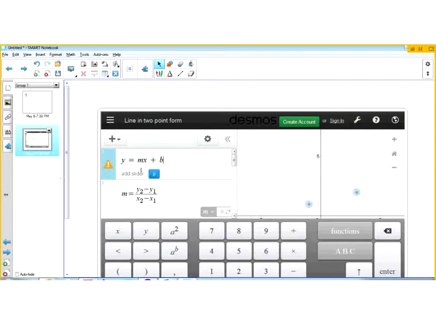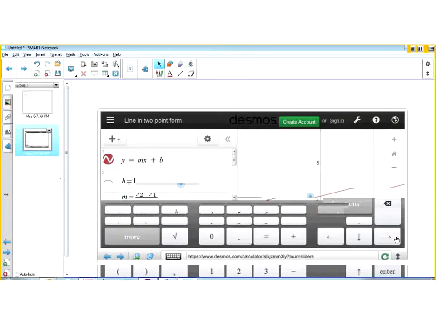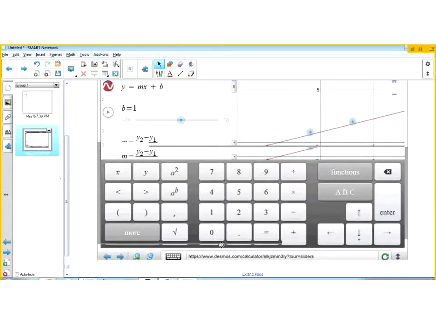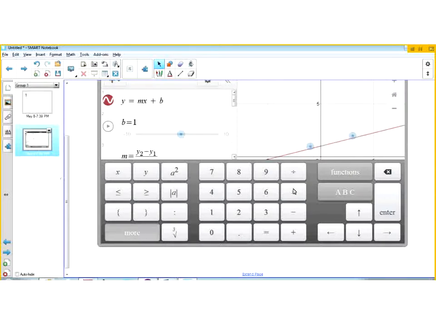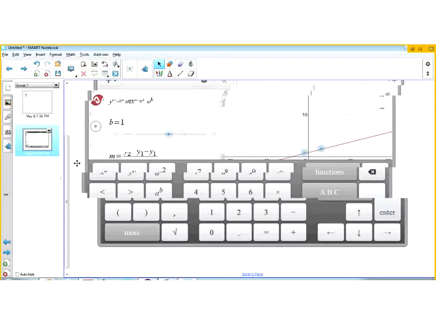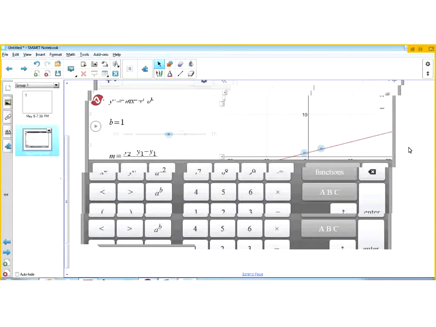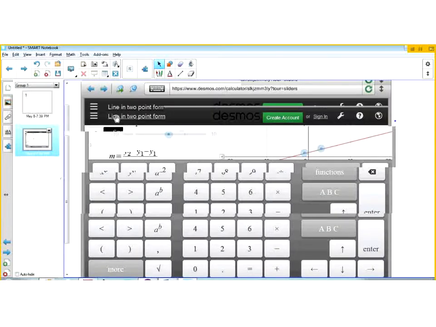So y is equal to what? Mx plus b is our slope-intercept form. And let's add a slider for b. Okay, so b is equal to 1. Still isn't cooperating, is it? This keyboard is not releasing.